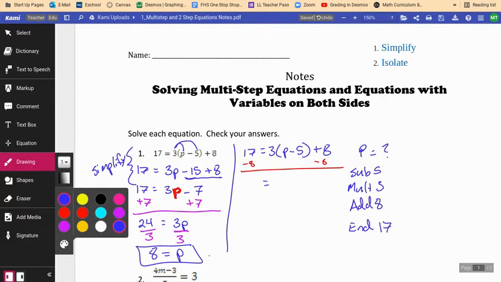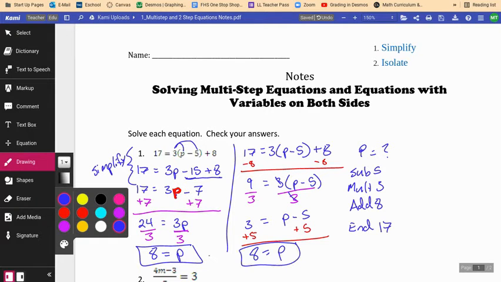And that gives me 9 is equal to 3 times the quantity of P minus 5. Then I could divide by 3. That gives me 3 is equal to P minus 5, because those two would cancel. And then at the end, I could add 5 to both sides. And that gives me, again, 8.